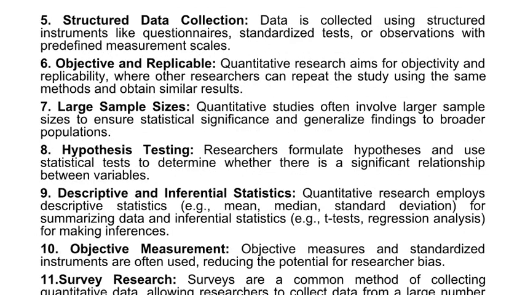6. Objective and replicable. Quantitative research aims for objectivity and replicability, where other researchers can repeat the study using the same methods and obtain similar results. 7. Large sample sizes. Quantitative studies often involve larger sample sizes to ensure statistical significance and generalize findings to broader populations. 8. Hypothesis testing. Researchers formulate hypotheses and use statistical tests to determine whether there is a significant relationship between variables.